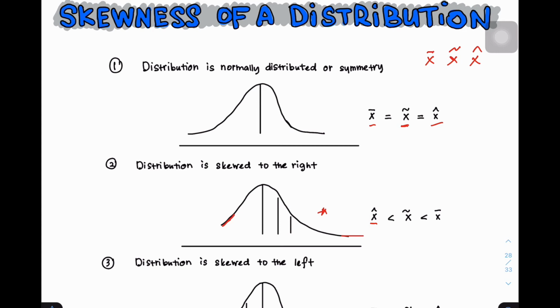Okay, ini berlaku apabila nilai purata lagi besar daripada nilai median dan nilai median lagi besar daripada nilai mode. Okay, so kita akan dapat skewed to the right, positive skewness.